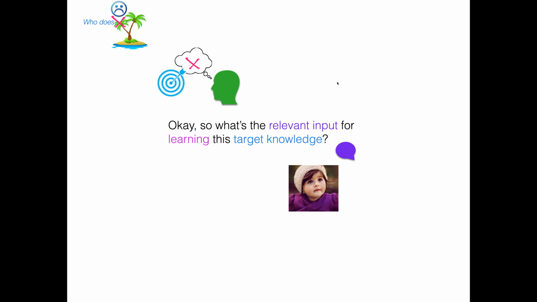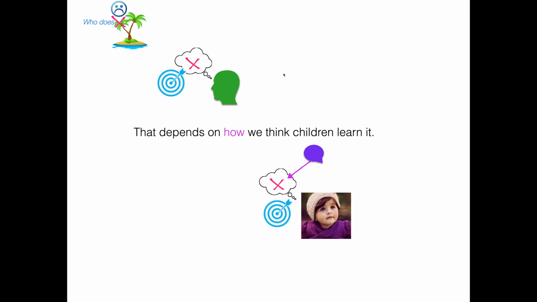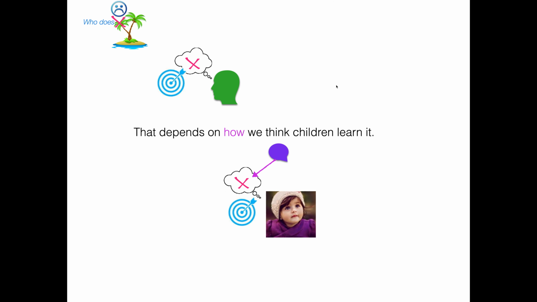Okay, so with that in mind, what's the relevant input then for learning this target knowledge about basically which WH dependencies are more or less acceptable in some sense by how much? And that, of course, depends on how we think it is that children learn that knowledge.